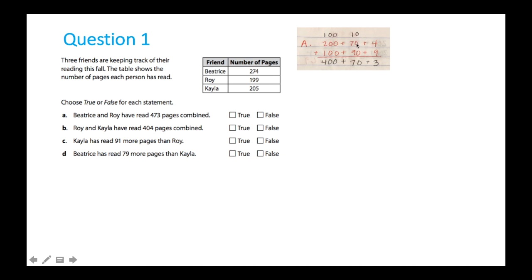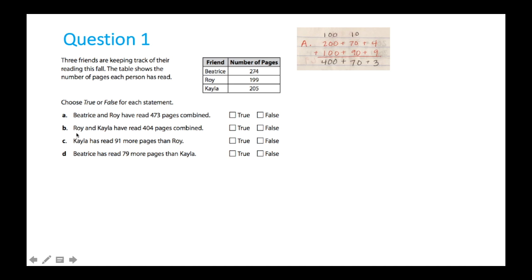So 10 plus 70 plus 90, okay, gave me 170. So I left the 70 in the tens place, and I moved the 100 over to the hundreds place, giving me 100 plus 200 plus 100 gives me 400. So when I look back at my original problem, I see that it says that they have read 473 pages combined. That would be true based on my break apart strategy.